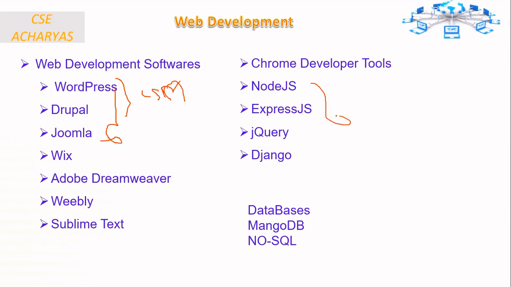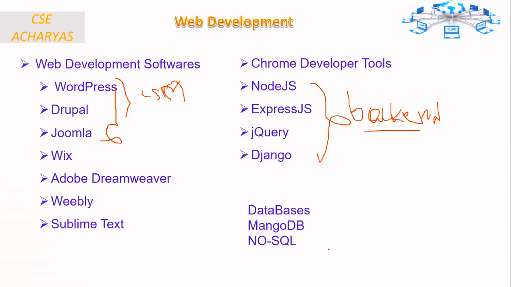Now backend: Node.js, ExpressJs, jQuery, Django. These are used for backend. Right? Backend we use this. Our databases, we have various databases to connect with the backend here. We have MongoDB, NoSQL. Connected to Oracle NoSQL database cloud service from Visual Studio, we use NoSQL.